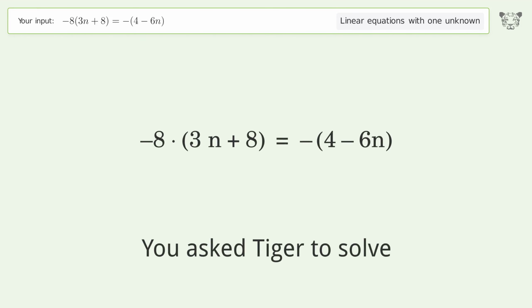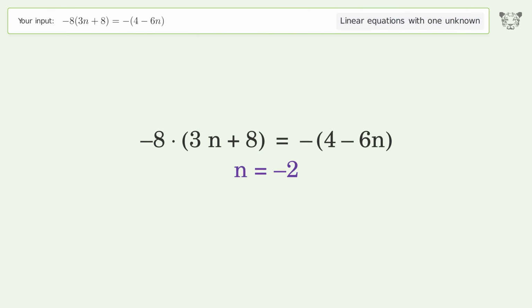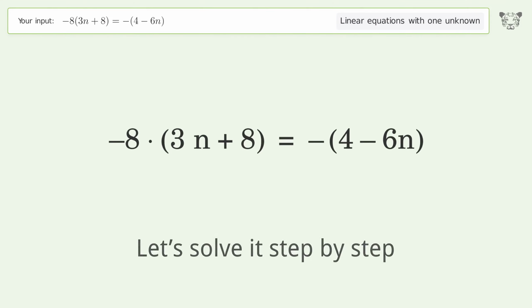You ask Tiger to solve this. It deals with linear equations with one unknown. The final result is n equals -2. Let's solve it step by step.